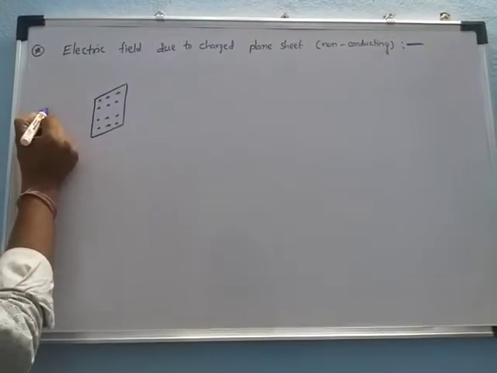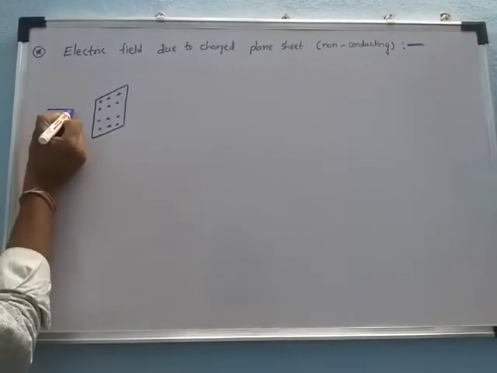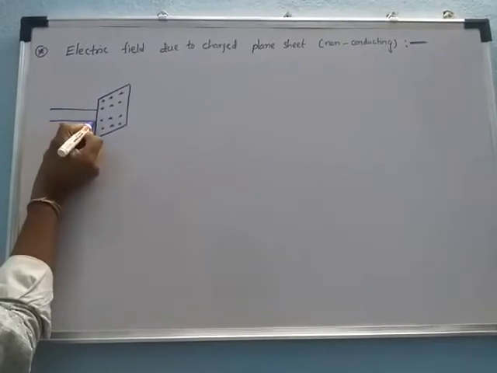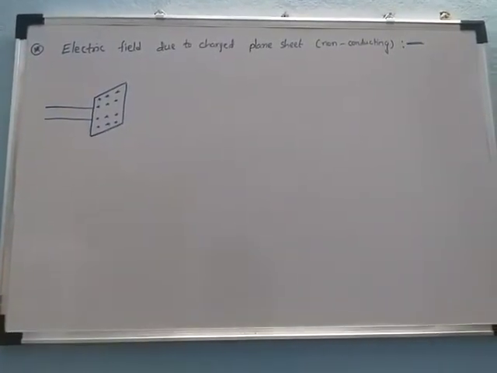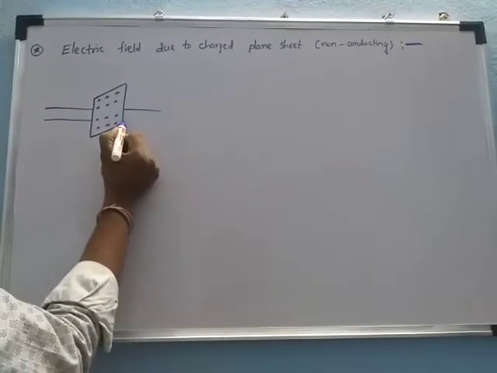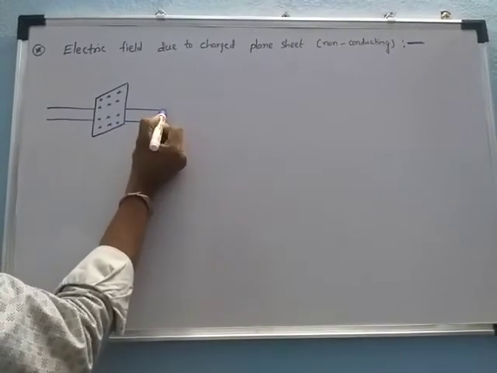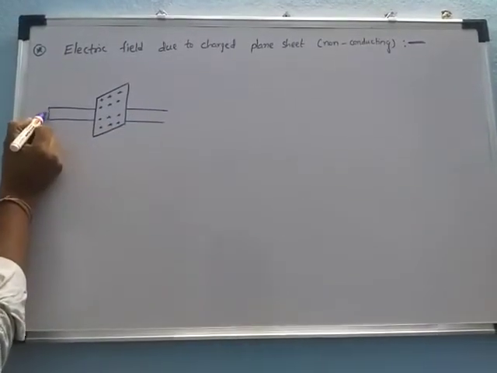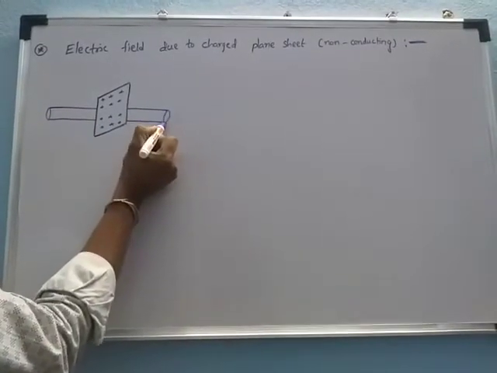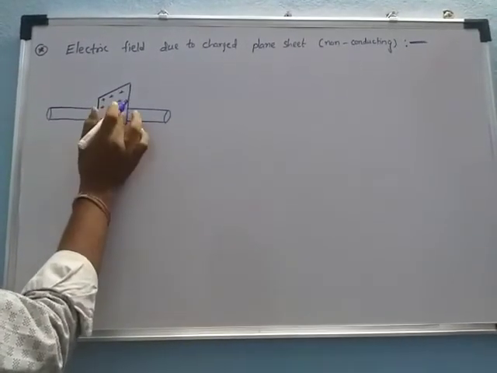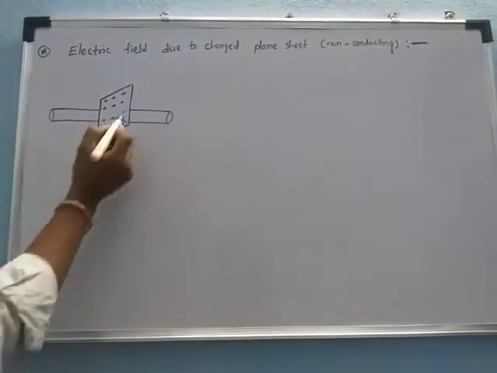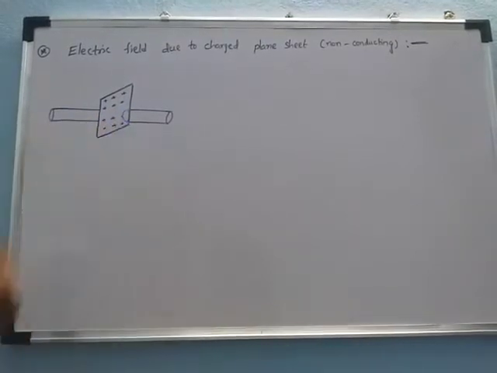Now an imaginary Gaussian surface is produced around this charged sheet. It is of cylindrical shape, with two flat surfaces. The sheet lies exactly in the middle of the Gaussian surface.